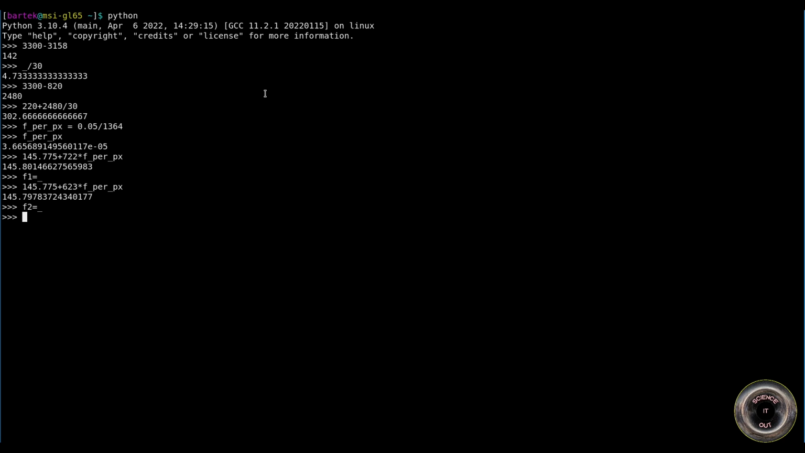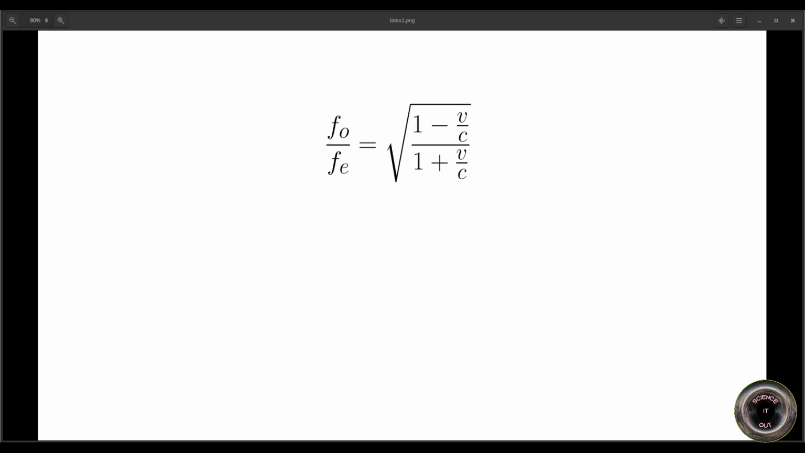Based on how the actual frequency differed from the emitted one, we can calculate the speed of the source relative to us. Not the total speed though, only the radial component, that is, the rate of change of the distance between us. The formula for the Doppler shift of electromagnetic waves is this. Fo is the observed frequency, Fe is the emitted frequency, v is the relative velocity of the source and the observer, and c is the speed of light. We can rearrange it to get the following one.